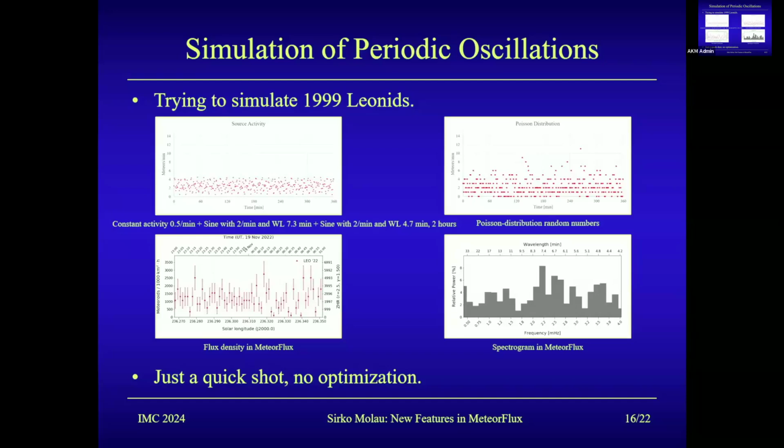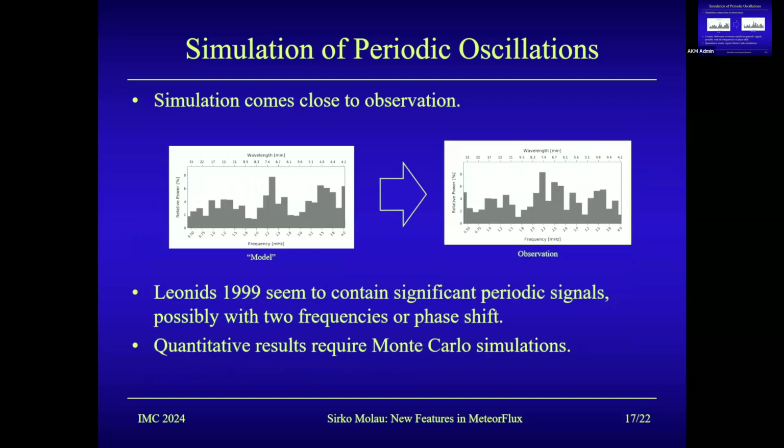And now I tried to simulate my Leonid observation, and that was really not like taking 4 hours optimizing. I just took some constant background, and I added 2 periodic signals, one with a wavelength of a little more than 7 minutes, which we knew is mainly there in the data, and another one with something like 4 minutes. Again, generate a random distribution, load it into MeteorFlux. This is the spectrum that I get, and if we compare that with what I really saw from the 1999 Leonids, it looks quite comparable.